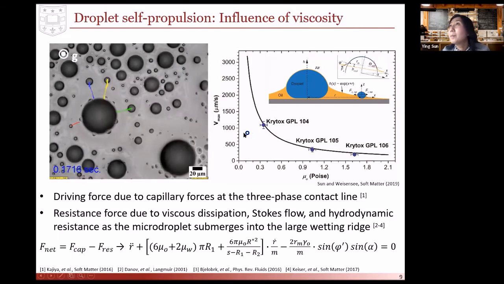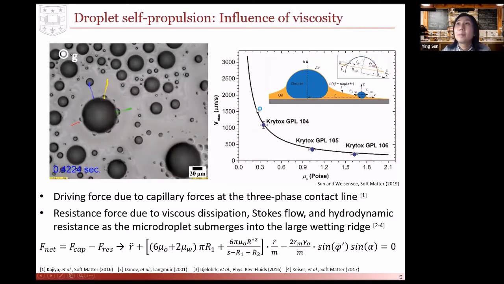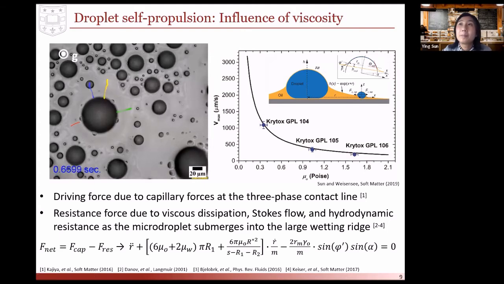So what is really exciting about these surfaces is that we have a passive mechanism for drop.